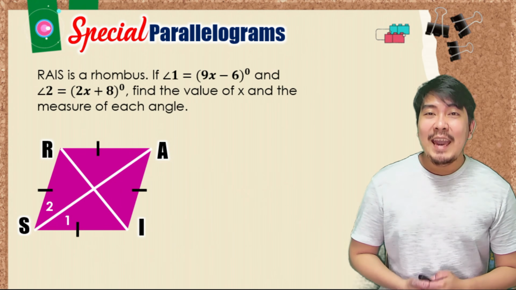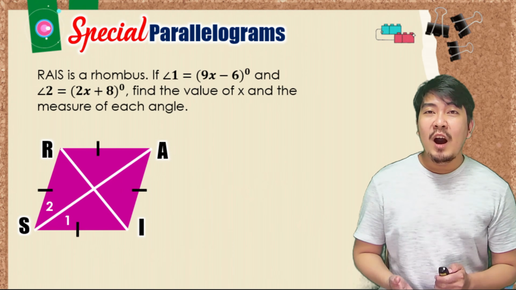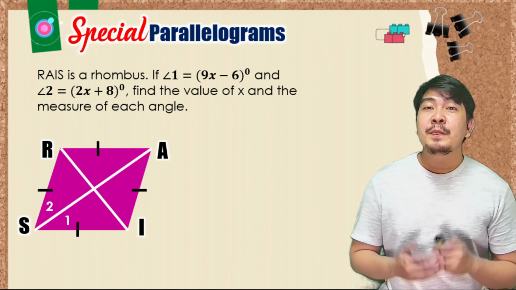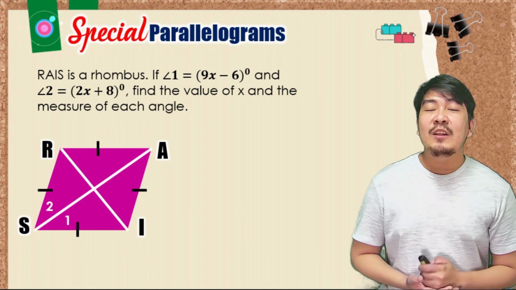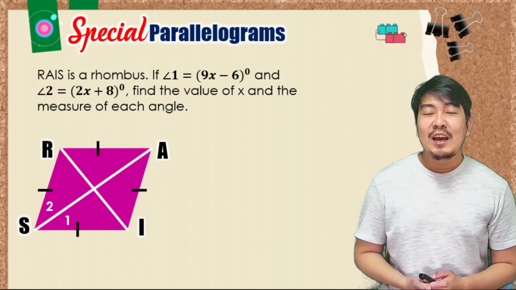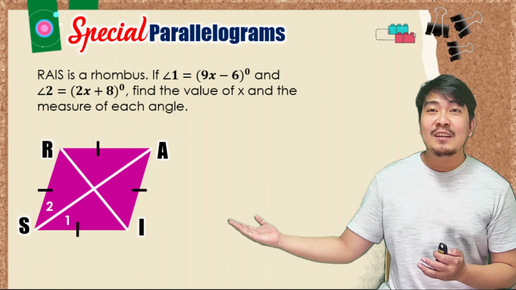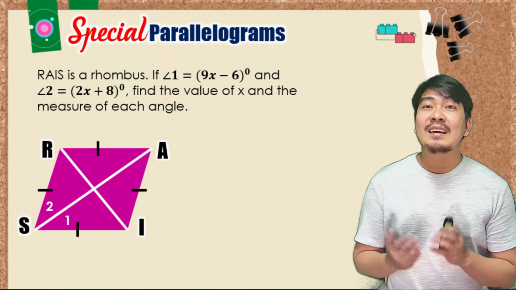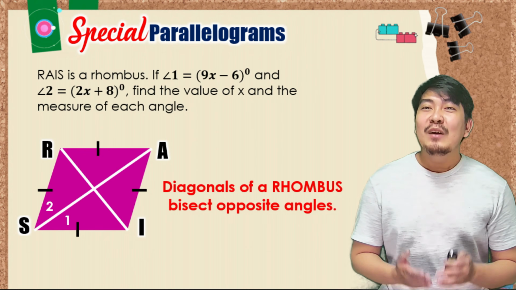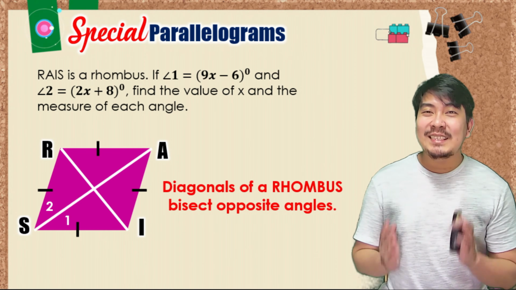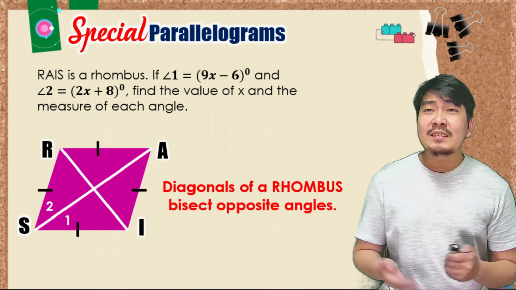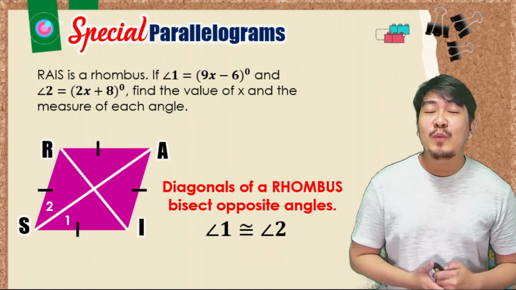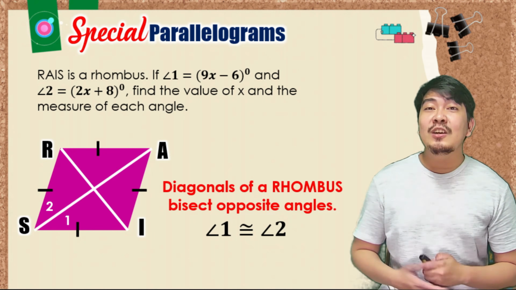So RAIS is a rhombus. If angle 1 is equal to 9x minus 6 degrees and angle 2 is equal to 2x plus 8 degrees, find the value of x and the measure of each angle. So how are we going to relate the given angles 1 and 2? What property of a rhombus can we use in order for us to relate angles 1 and 2? We have diagonals of a rhombus bisect opposite angles. So we can say that the measure of angle 1 is equal to the measure of angle 2 because angle 1 is congruent to angle 2 based on our discussion earlier.